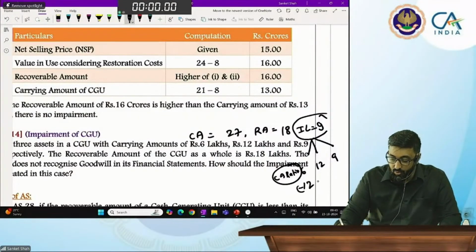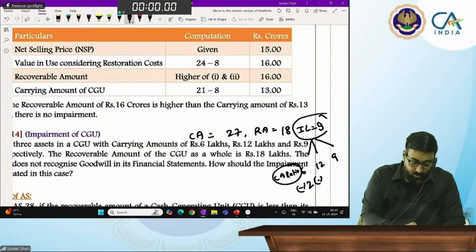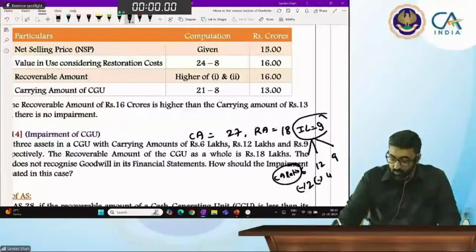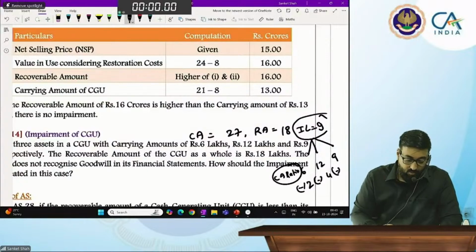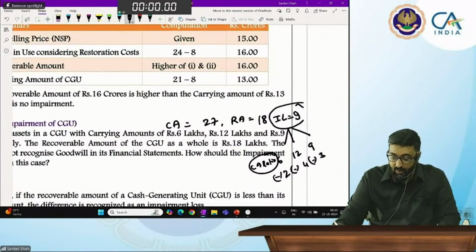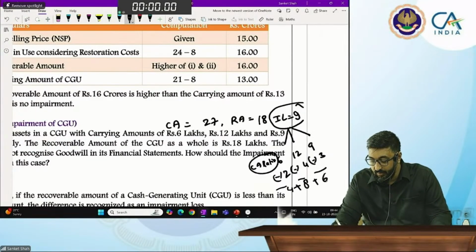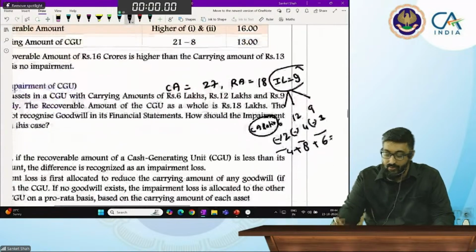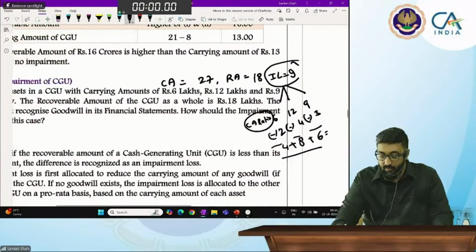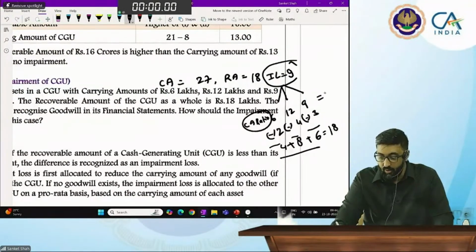So this is 2. 12 is equal to 4. 9 is equal to 3.99, means 4. And 2.99 means 3. So your CGU value will be 4, 8, 8, and 6. So now new carrying amounts 18, 18 and old carrying amounts are 27.